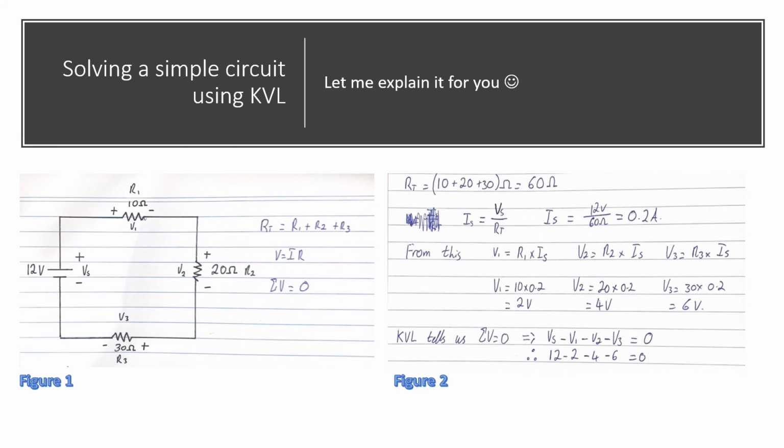If, for example, our V1 remained unknown, we could then write an equation for it, that being V1 equals Vs minus V2 minus V3. This law can be used in conjunction with so many different concepts such as nodal analysis and voltage divider rule. This is why it makes it such an important law to master.